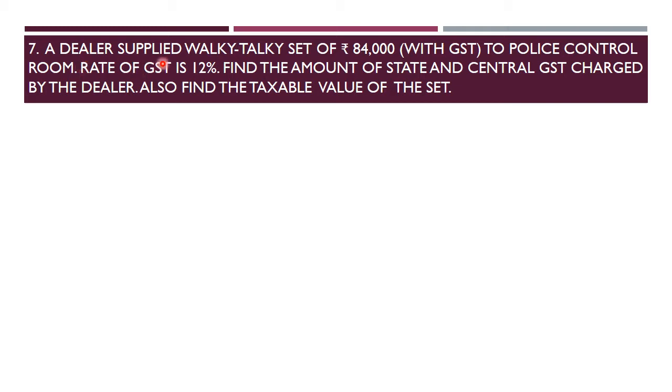A dealer supplied a walkie-talkie set of rupees 84,000 with GST, that means this amount includes GST in it, to the police control room. Rate of GST is 12%. Find the amount of state and central GST charged by the dealer. Also, find the taxable value of the set. So here the taxable value is not given. Here the amount including GST is given, and the rate of GST is given. Now we need to find the taxable value of the set.